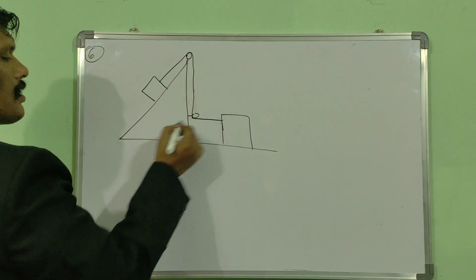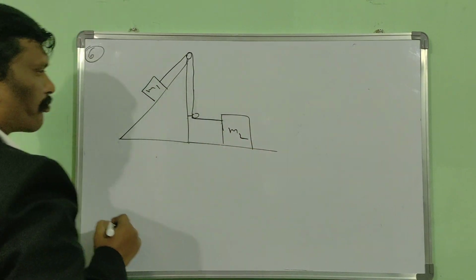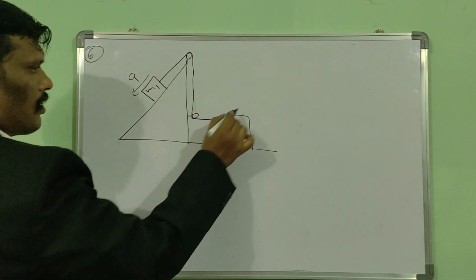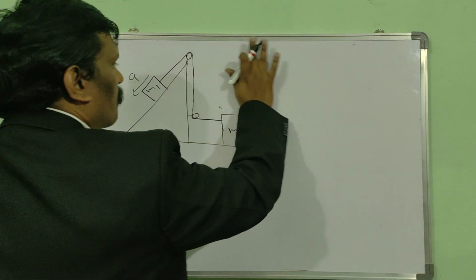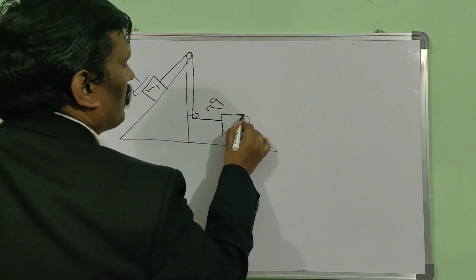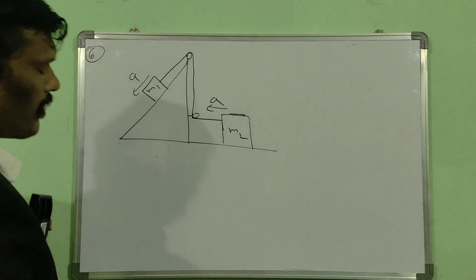This is pulley 1, this is pulley 2. This is m1 and this is m2. Here, what happened? It is moving down with acceleration and this one is also moving with acceleration. Both will have the same acceleration.